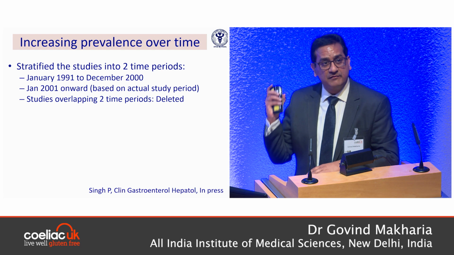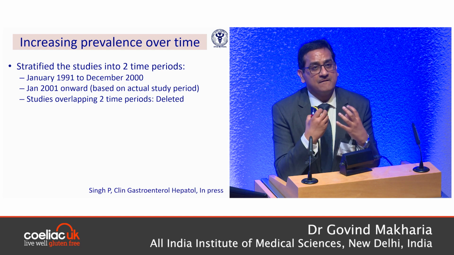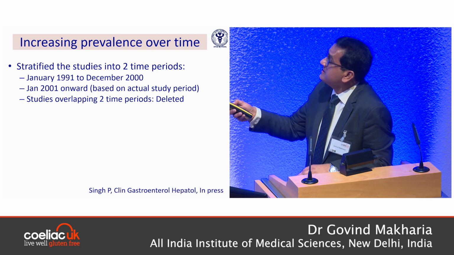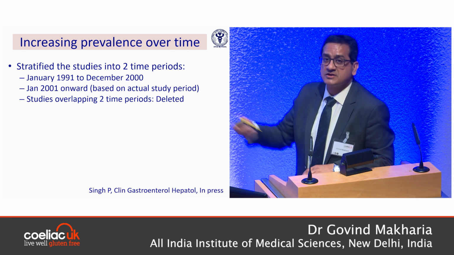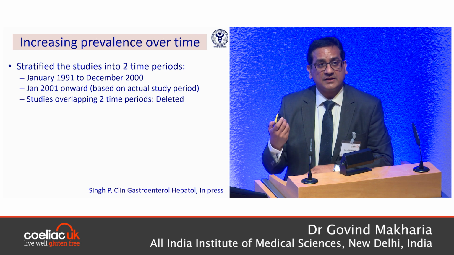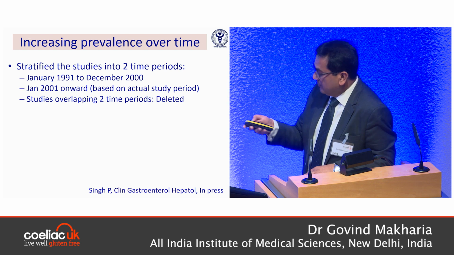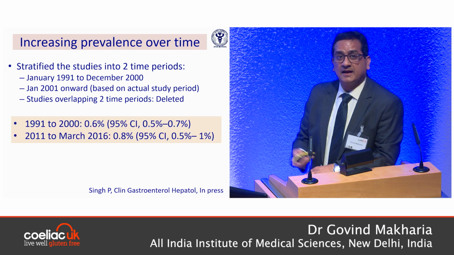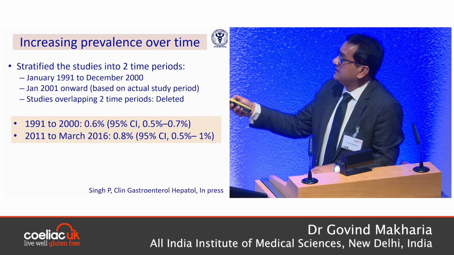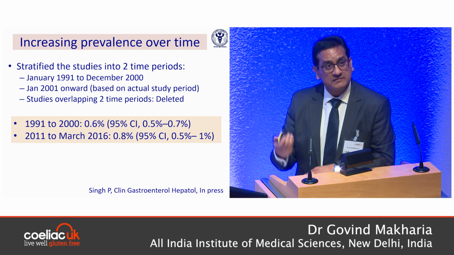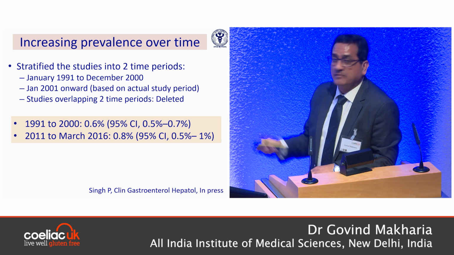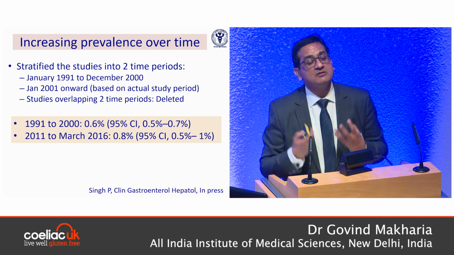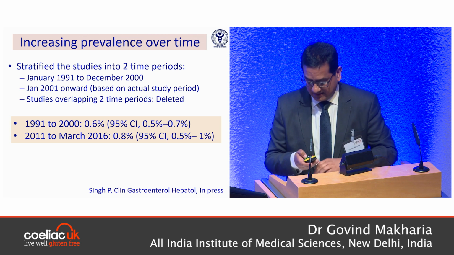So in this meta-analysis, again, we divided the studies into those between 1991 and December 2000, and 2000 onwards. And we took 1991 because this is the first time that we had diagnostic criteria for celiac disease, laid down in 1991. And we looked at two periods. In 1991 to 2000, the prevalence was 0.6% biopsy-confirmed celiac disease, but one decade later, the prevalence is 0.8%. It means there has been an increase in the prevalence of celiac disease around the world.